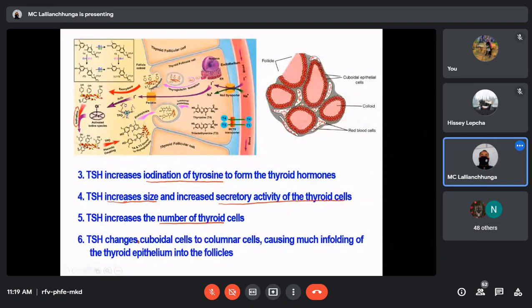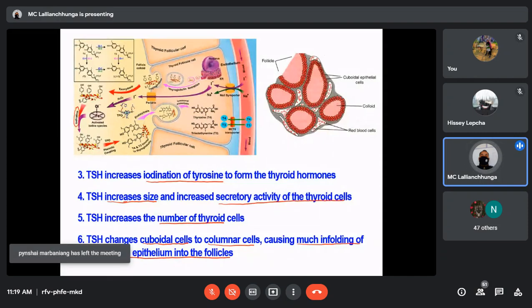And the next one is it will convert cuboidal cells to columnar cells, causing much infolding of the thyroid epithelium into the follicles. Okay, so changing cuboidal cells to columnar cells of these follicular cells will lead to more infolding of the thyroid epithelium into the follicles. That means there are more chances of synthesizing T3 and T4. Okay, so here you can see there are so many functions.